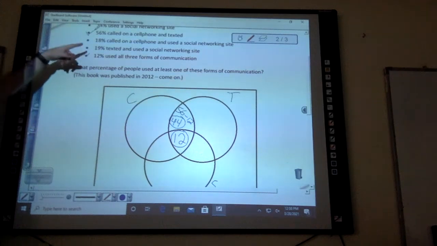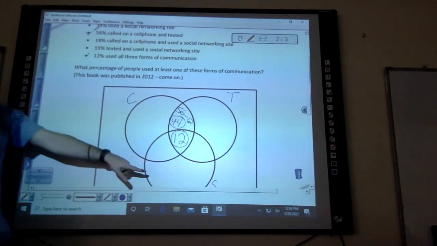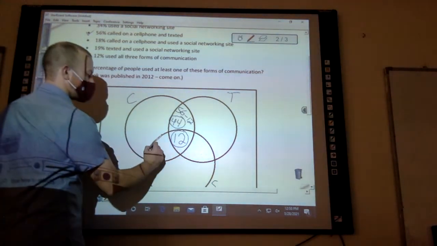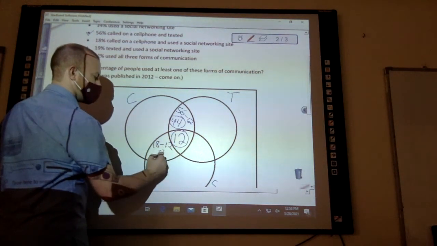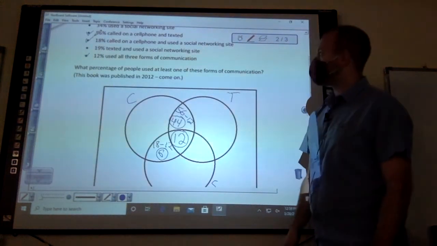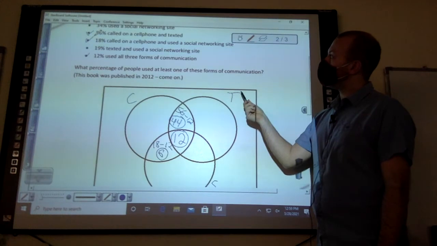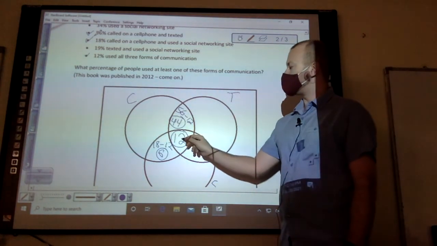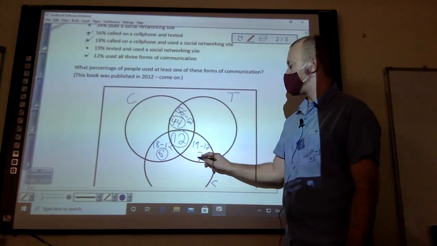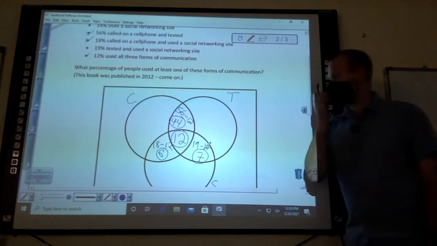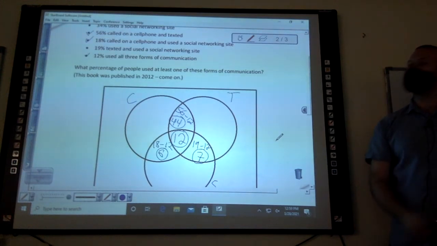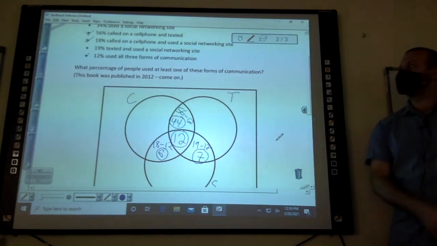We can do the same for the other two. So cell phone and social networking. So here's the cell phone, here's social networking. So these two in the middle add up to 18. So then I'll just do 18 minus 12 gives me the 6. I've used this one. And then we're told texting and social networking, 19. So this region and this region add up to 19. So then 19 minus 12 gives you 7. So we know this section. So this is just using the exact same thing we did on the first page, and we're solving this out.